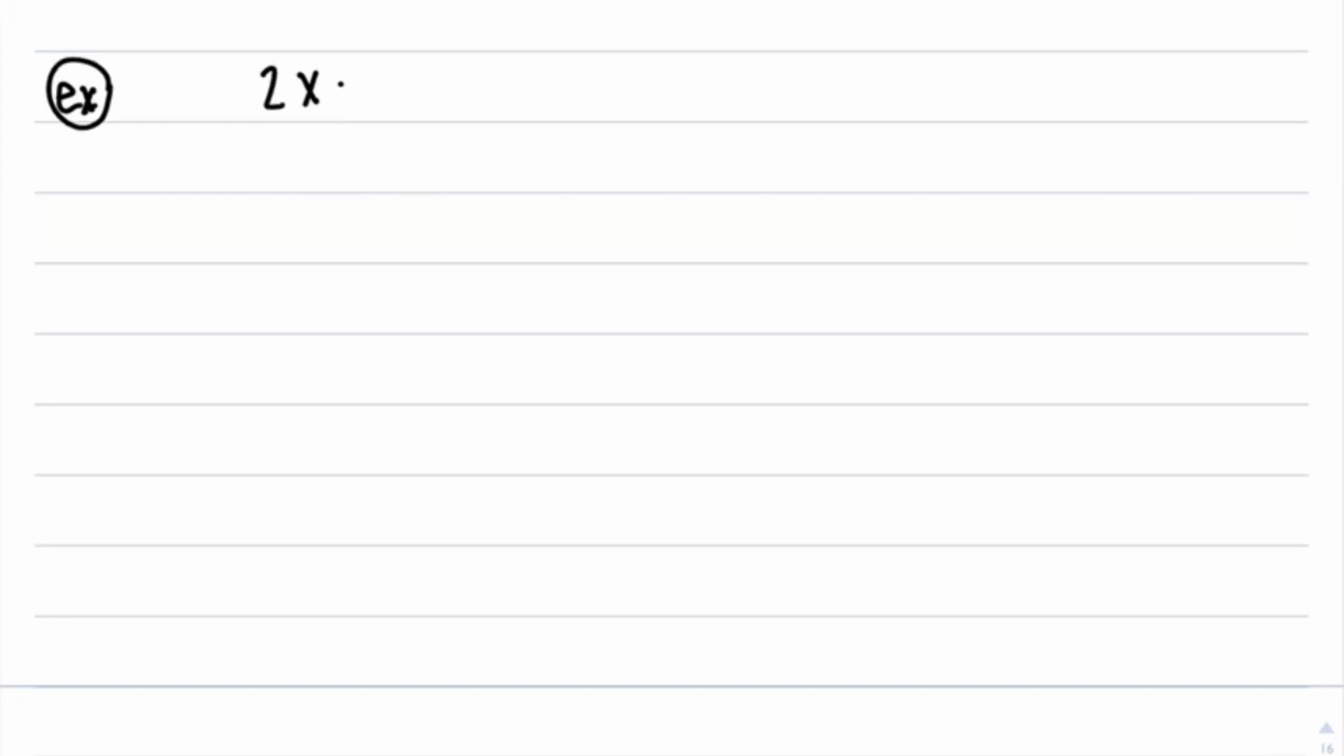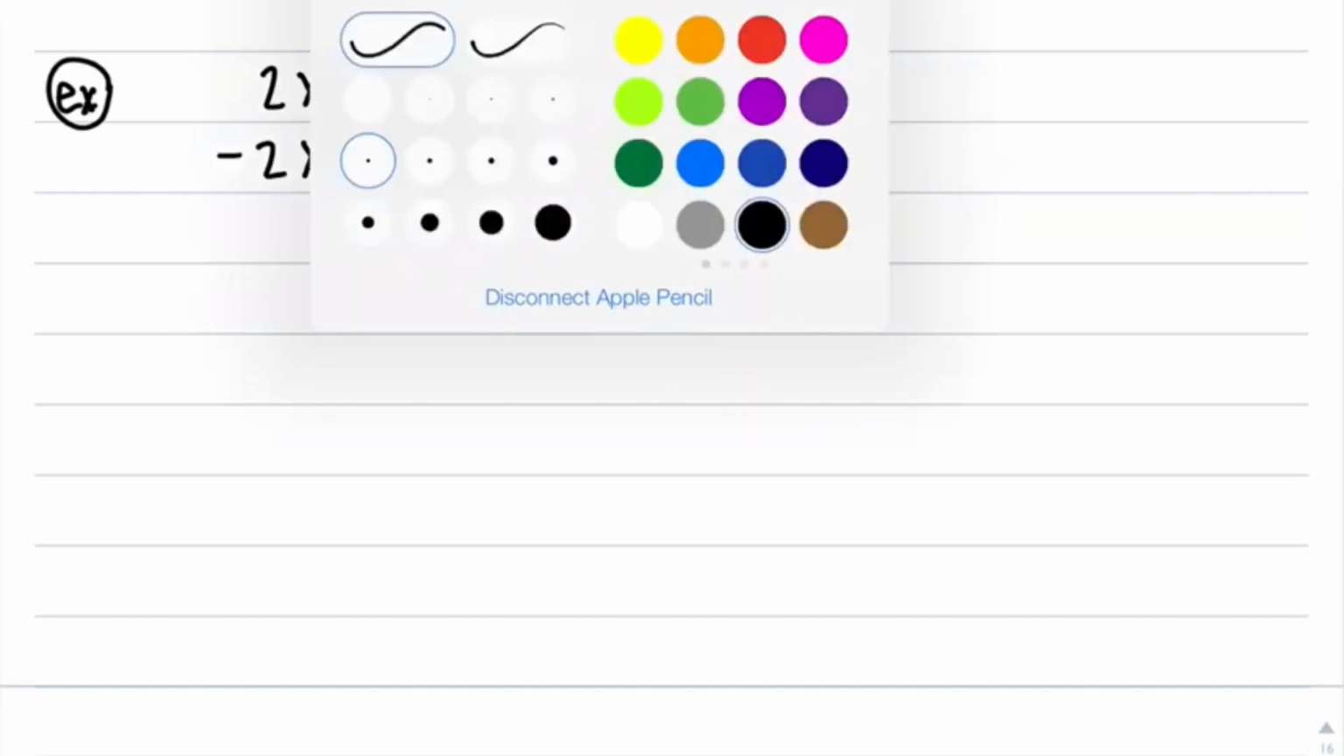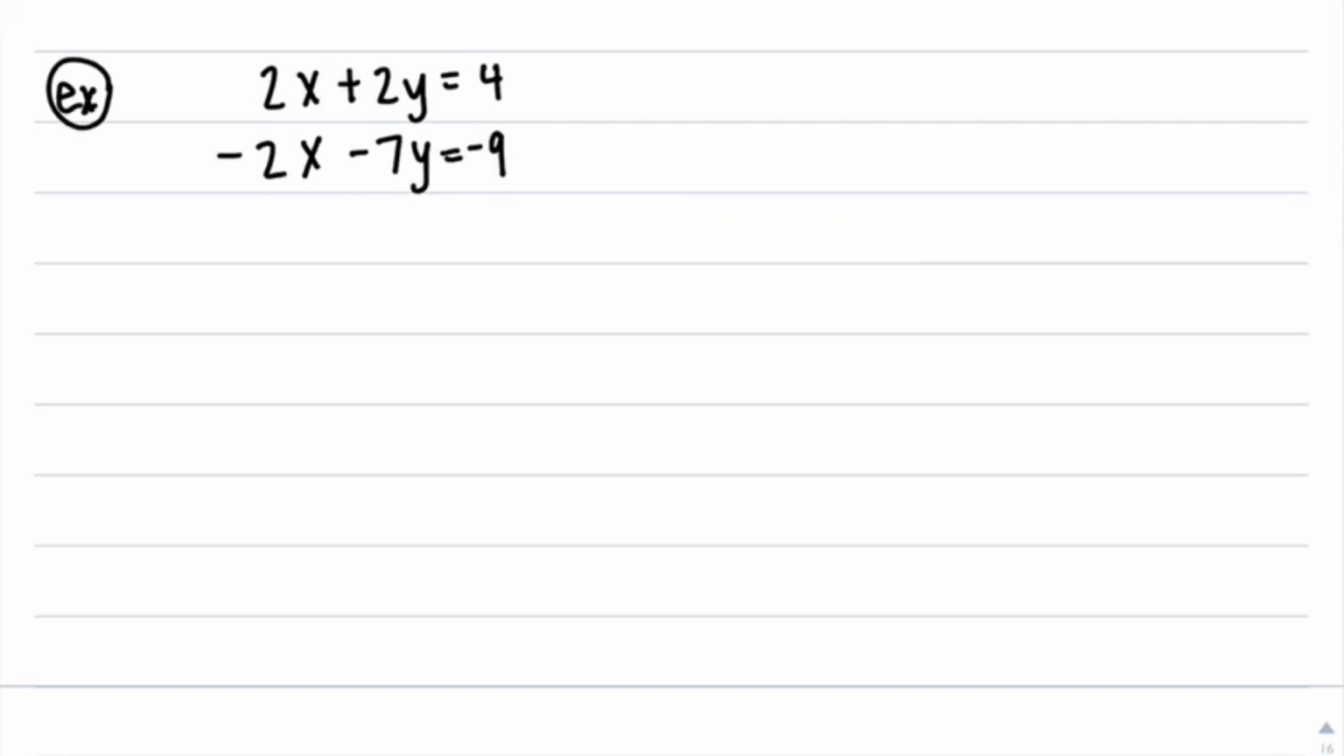So for example, what we left off on was maybe something like this. Let's say we had the system 2x plus 2y is equal to 4. And then let's say we have negative 2x minus 7y is equal to negative 9. All right, and what I had asked you guys was we were looking to cancel either x or y. And so hopefully in this example you see that 2x and then minus 2x are going to cancel each other out.